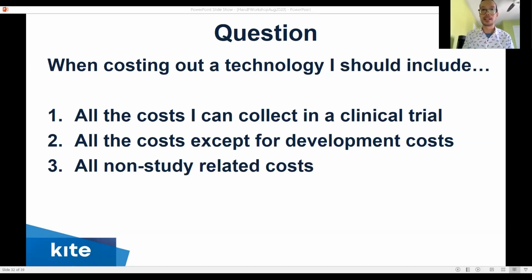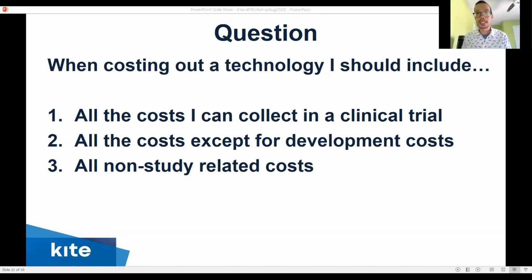So let's stop the results and let's see what people think. What would you include if you're costing out technology? This is a short one, so I don't have any music to play with it. Okay, so I'm going to end the poll and share the results.